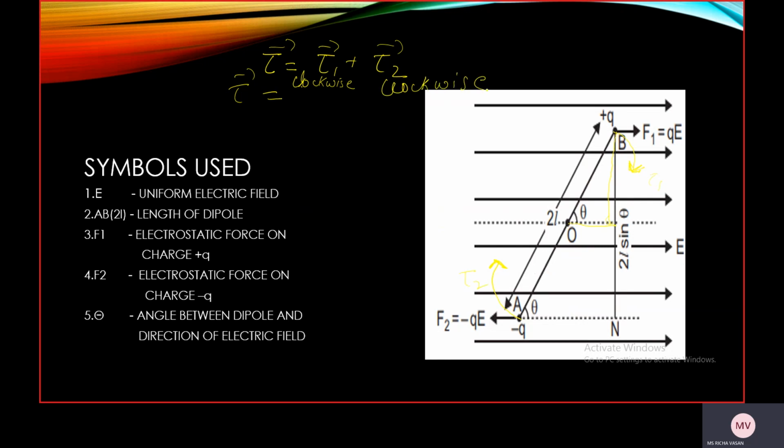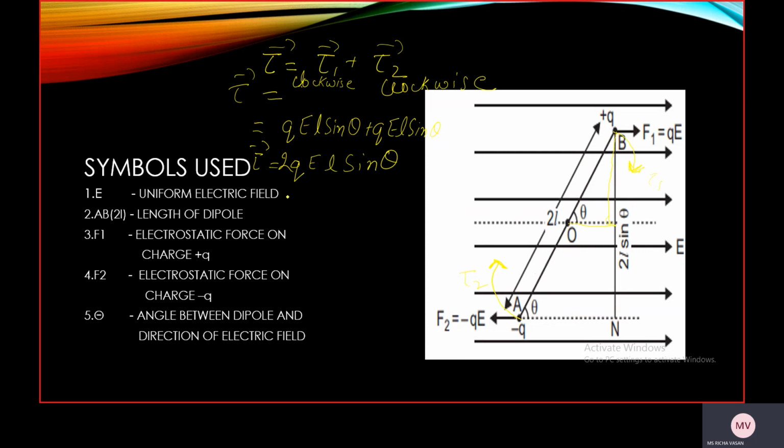So as both are clockwise, they will add up and we will get QEL sine theta plus QEL sine theta. So we get 2QEL sine theta. So this is the total torque which will be produced, right?